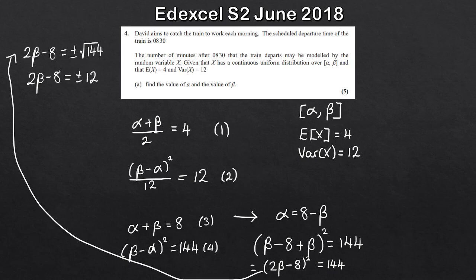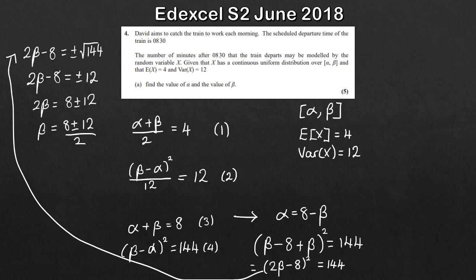At this stage here now, again, just keep rearranging this until we've got it in terms of beta. So add 8 to both sides. And then finally, we're going to divide through by 2. So beta is equal to 8 plus or minus 12 divided by 2. Now at this stage here, we just have to be careful. Obviously, we can't have 2 values for beta here. This is just a continuous uniform distribution, so beta is just one of these values. But the question here now is, how do we choose which of these values it is?